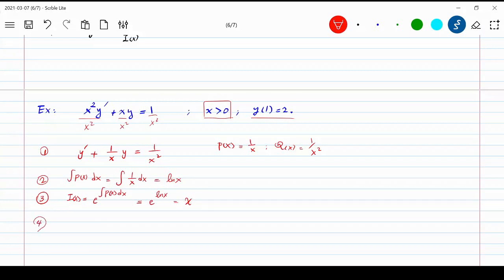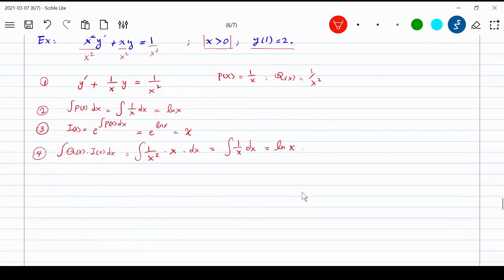Step 4, we need to find the integral of q(x) times i(x) dx, which is the integral of 1 over x squared multiplied by the i(x) function, x, dx. And this simply becomes 1 over x squared times x, which is 1 over x dx, equal to ln x, again you don't need the absolute value since x is positive. So this is step 4.